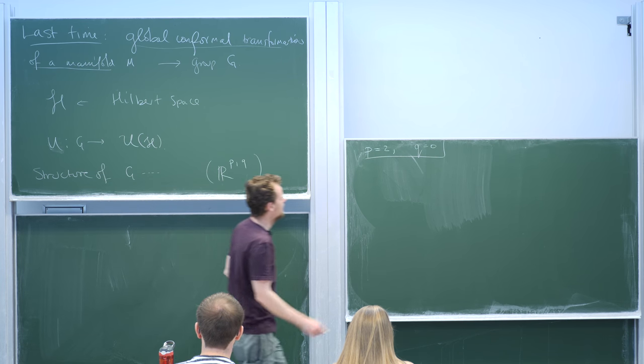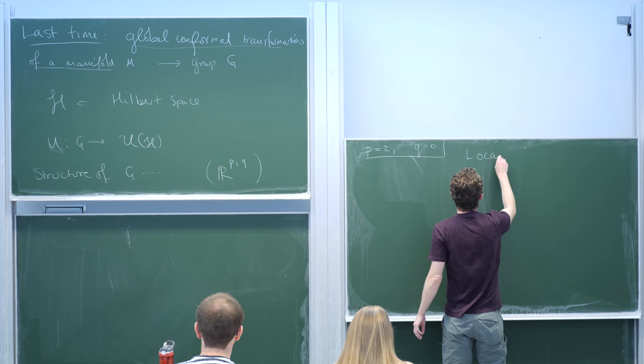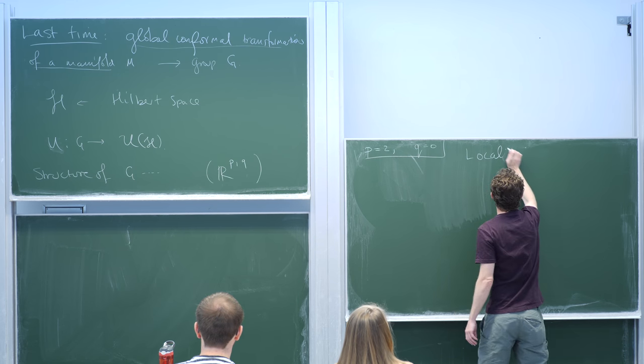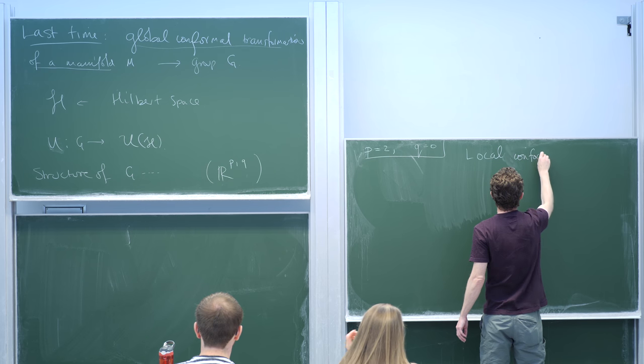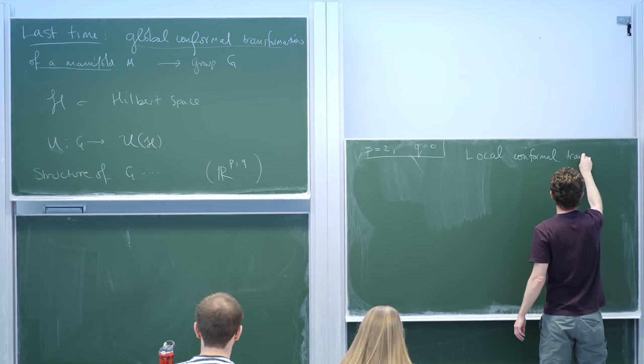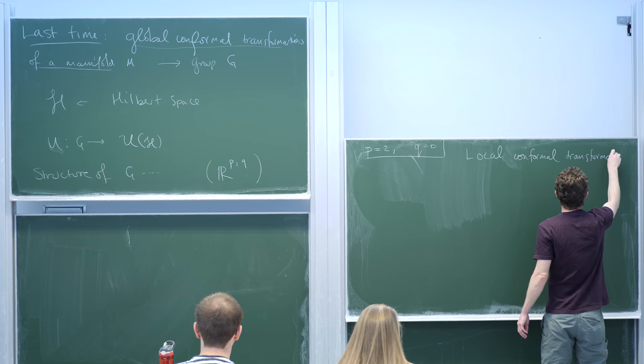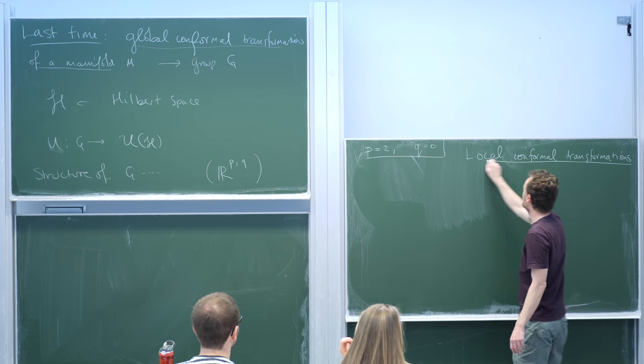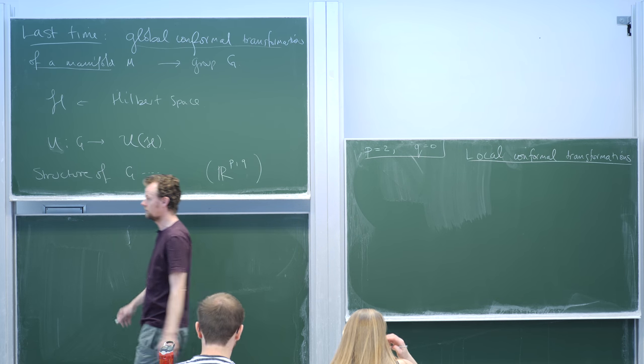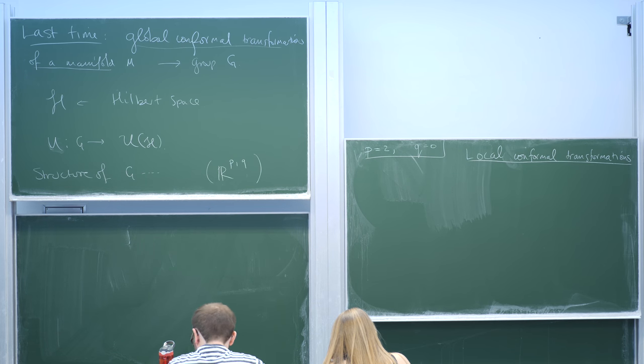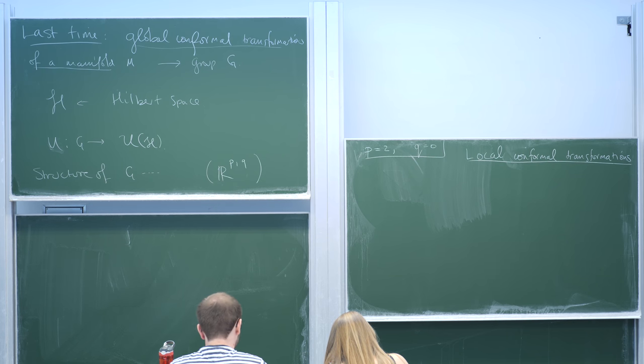That's today's goal. And this falls under the title of the local conformal transformations. It's our topic for today. What is a local conformal transformation? What indeed do they look like, especially in the dimension 2 case, and what do we learn about these transformations in various cases? So that's the goal today.